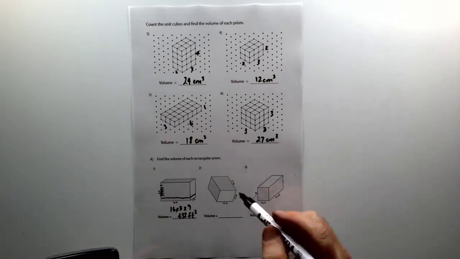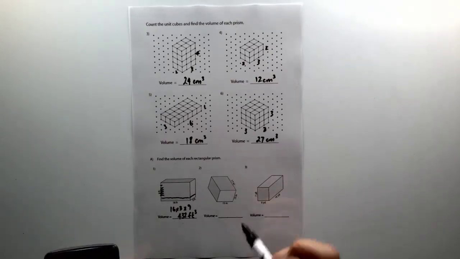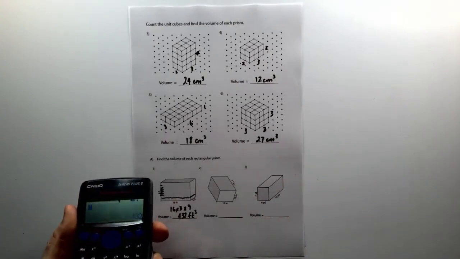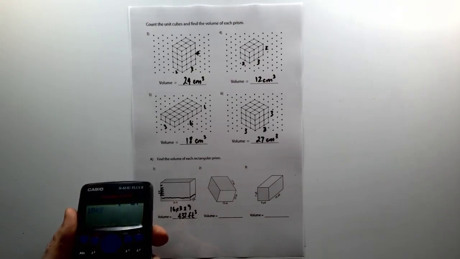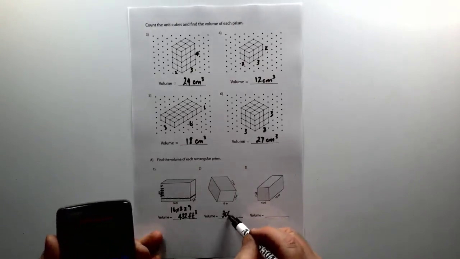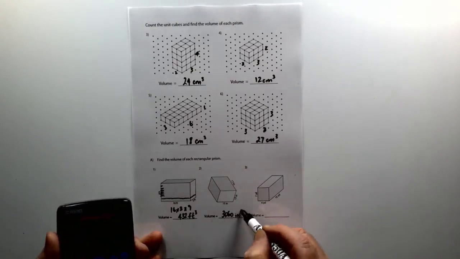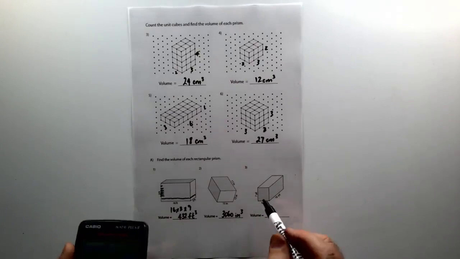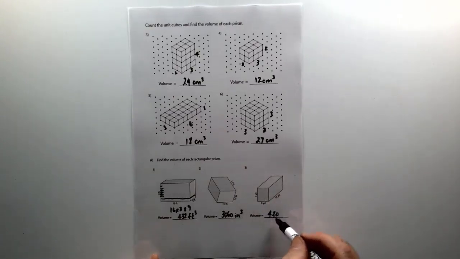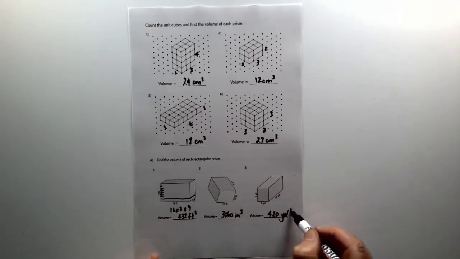Don't know why I'm putting the calculator away. Again, I'm just going to multiply those numbers together. So looking there, I'm going to go 15 times 12 times 17. That's going to give us an answer of 3060. In this case, it's going to be in cubic inches. And lastly, we're going to go 7 times 6 times 10. Well, I can do that in my head. That's 420. This time it'll be in cubic yards.